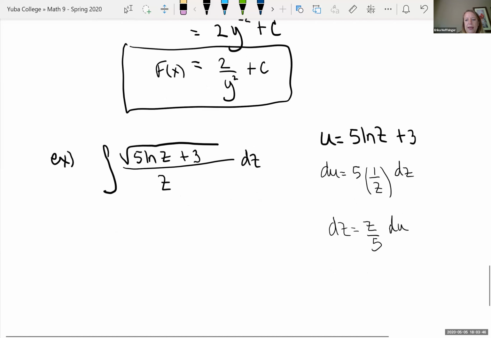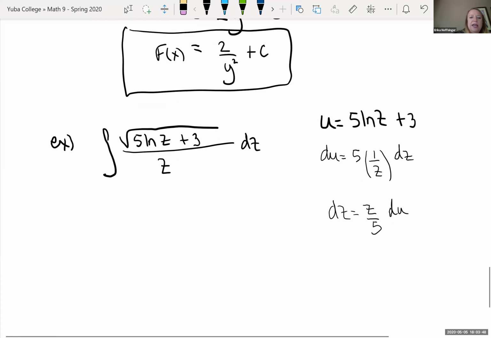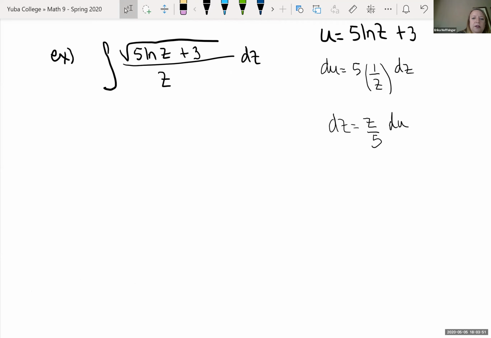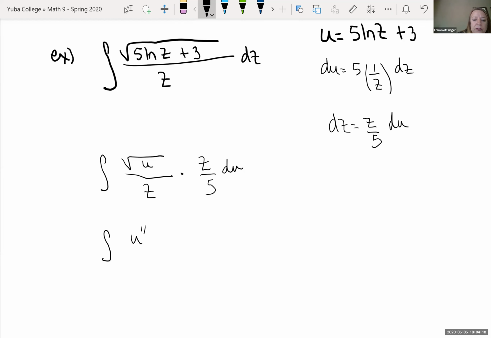Okay, so let's go back in and substitute. So we have the integral of the square root of u all over z times dz, but dz was z all over 5 du. So our z's cancel and we're left with, and I'm going to rewrite the square root of u as u to the 1/2 power. So we have the integral of u to the 1/2 power over 5. You can think of that as 1/5 times that du.